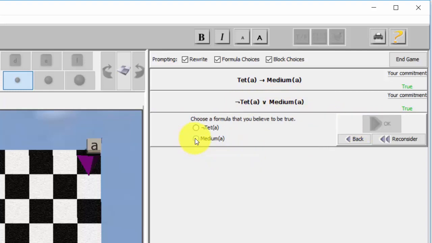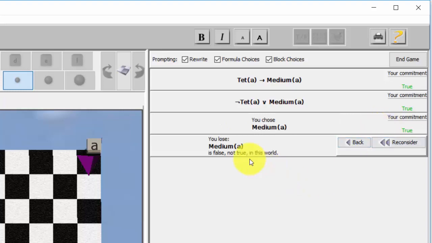Okay, maybe I can see that it's definitely a tetrahedron, so I don't want to pick this one. But maybe I got confused and think that it's medium. Nope, I've lost. So it turns out that since I committed myself to it being true and I lost, the material conditional, if A is a tetrahedron, then A is medium, is actually a false proposition.